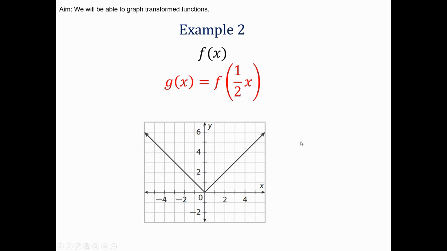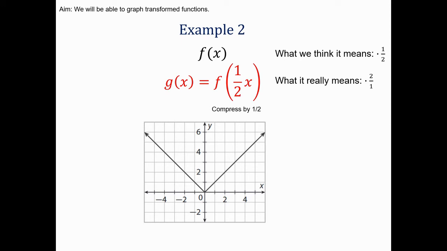Isn't a half like, okay, isn't that compressing and stretching? And when you have a half, isn't it going to be compressed by a half? But wait a second. Do you guys remember what I said about being inside the parentheses, inside the function? It does the exact opposite of what we expect. What we think it means is times a half. That's going to flip things around. But instead of times a half, it's going to be times 2 over 1, or just times 2.